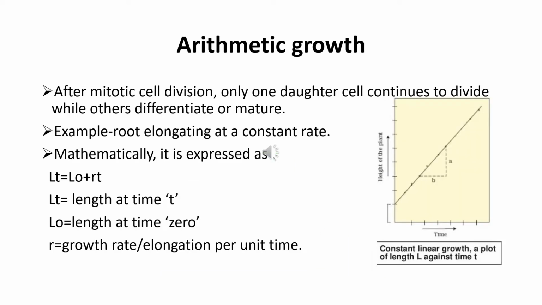What is arithmetic growth? After mitotic cell division, only one daughter cell continues to divide while the other differentiates or matures. Example, root elongating at a constant rate. As you can see in the graph of the arithmetic growth, constant linear growth, a plot of length L against time t.